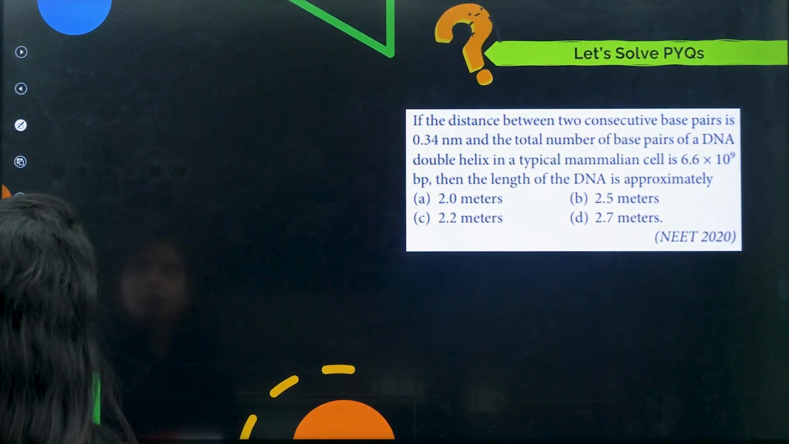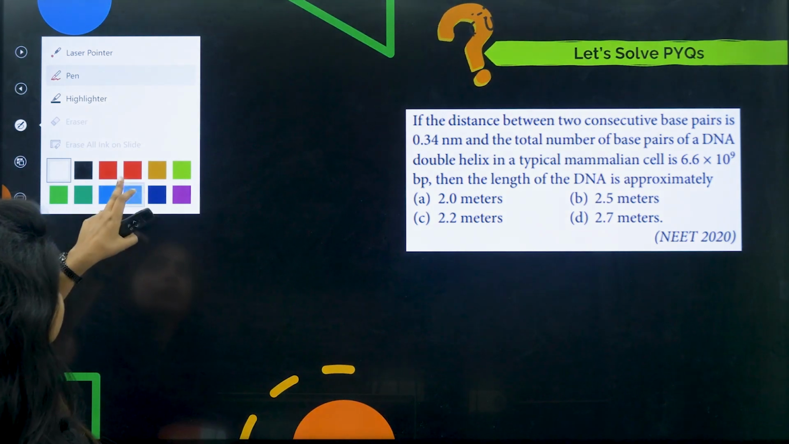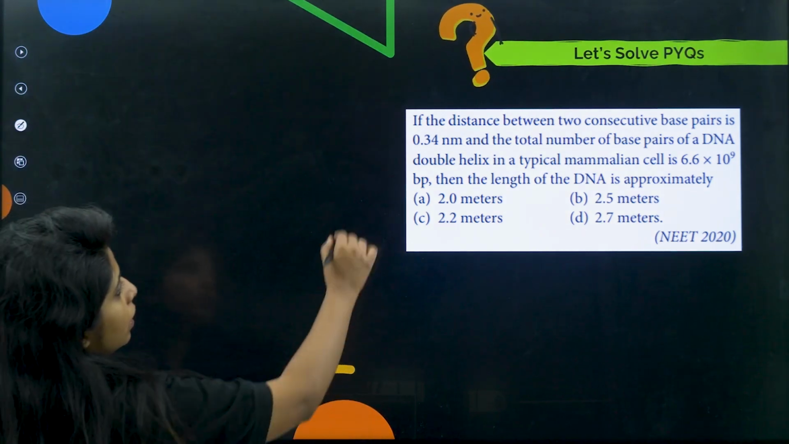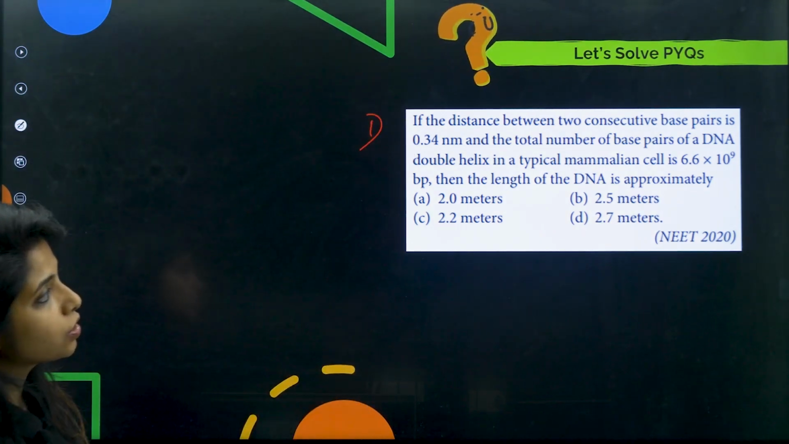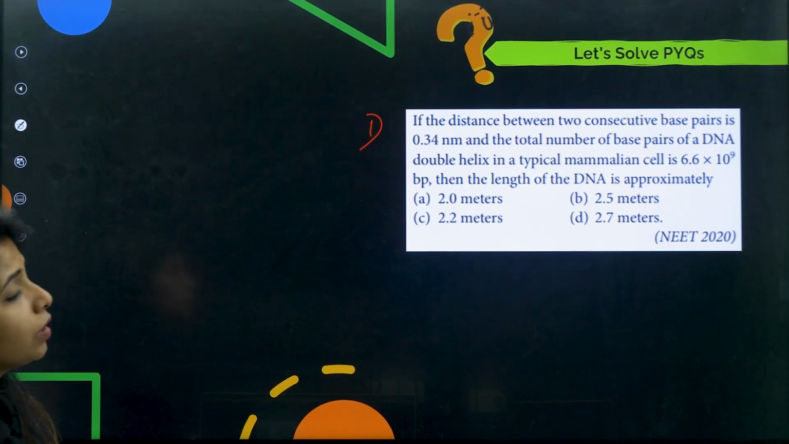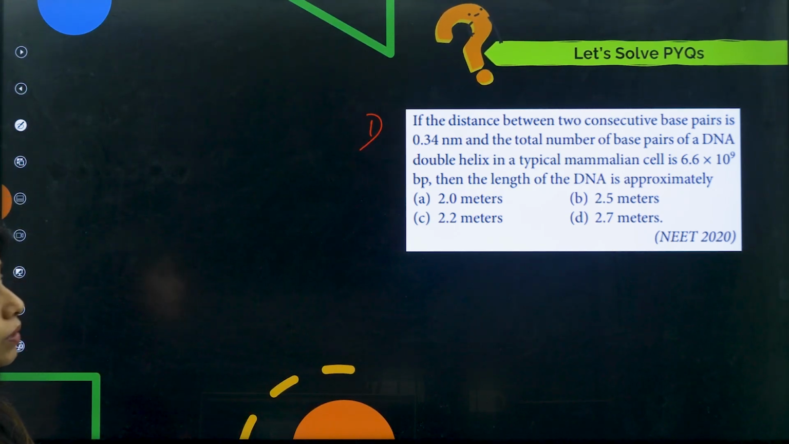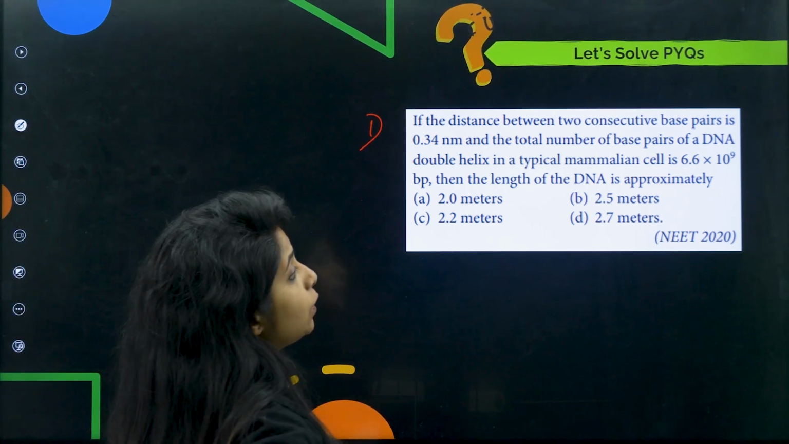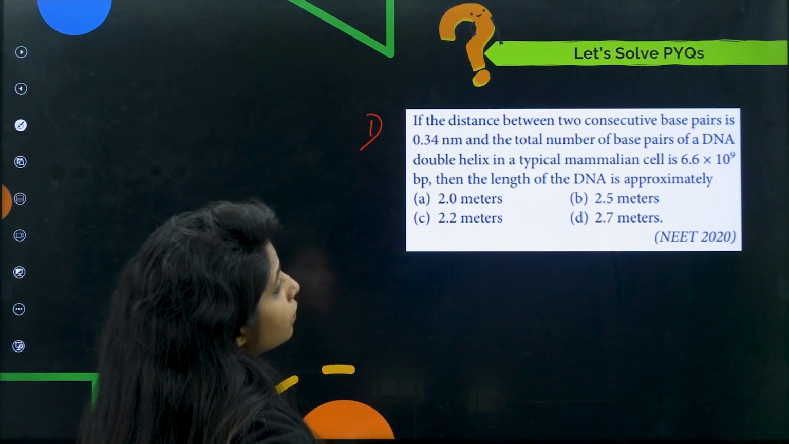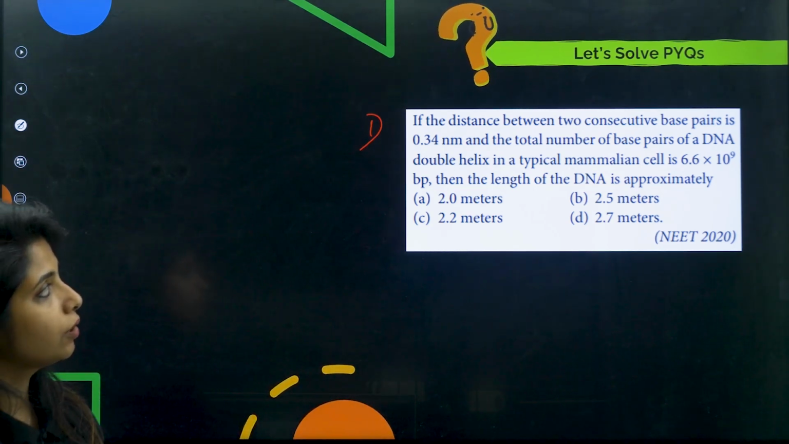Now, over here, let's start. So, starting with this question. If the distance between 2 consecutive base pairs is 0.34 nm and the total number of base pairs of a DNA double helix in a typical mammalian cell is 6.6 into 10 to the power 9 bp, then the length of the DNA is approximately equal to what?